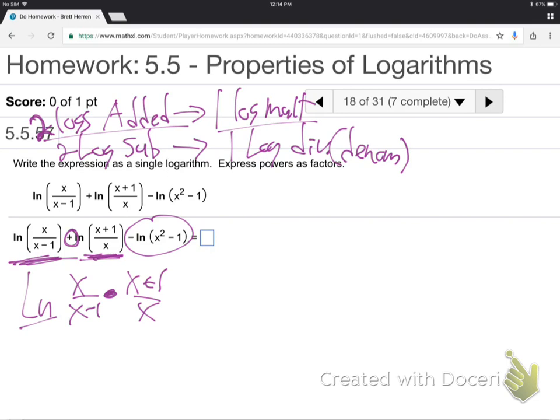Means divide, doesn't it? Two logs subtracted. Now, how do I divide? Well, you could go like this. Don't do this. This would be ugly. I have a better plan.